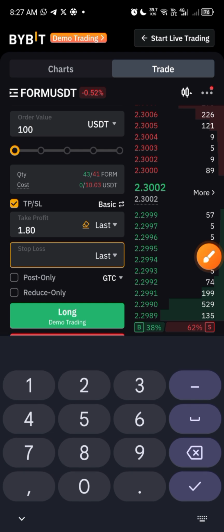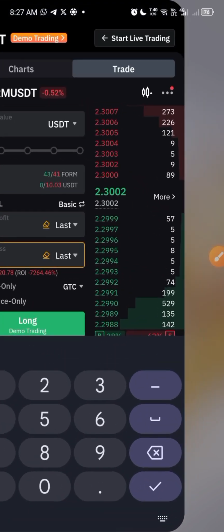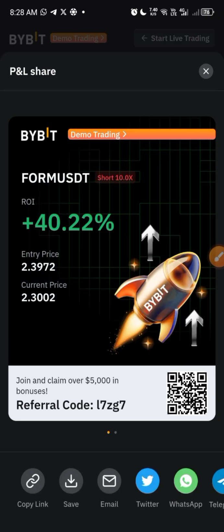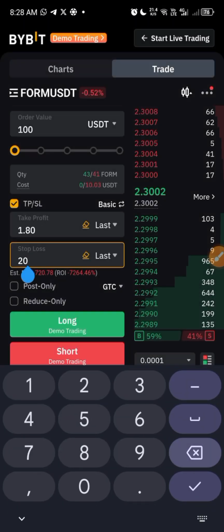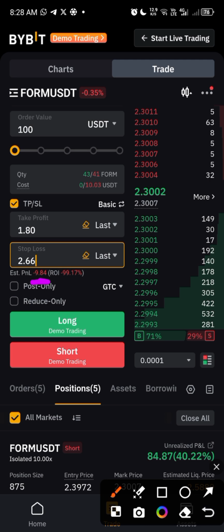Now SL, I said 2 point what again? Let me see. 2.66. Sorry about that. 2.66. So the SL is what? 99%. So I am losing. If it goes against me, it means I'll be losing. If this trade goes against me, it means I will be losing $9. But if it goes in my favor, I'll be making $25. So that means my risk to reward ratio is more than 1:2, right? So that means with this trade, I'm good to go.